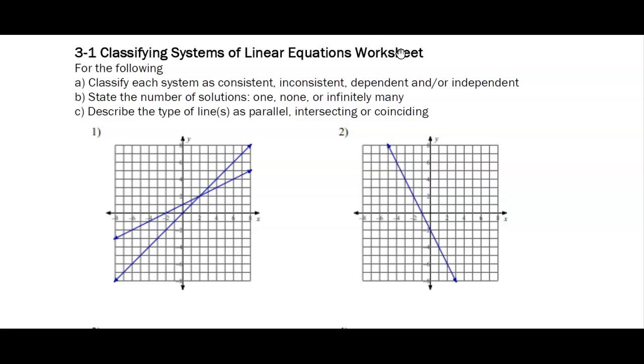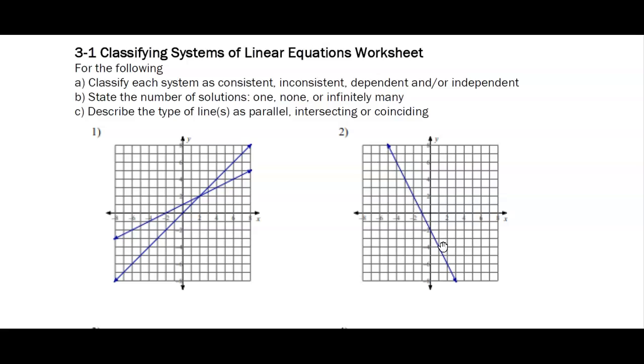So what we're going to do today is start going over the homework assignment. The first thing I want to do is classify each system by each of the following descriptions: consistent, inconsistent, dependent and/or independent, state the number of solutions, and describe the types of lines. For part A, this is independent because it has one solution. There are intersecting lines. So number one is independent, one solution, intersecting.